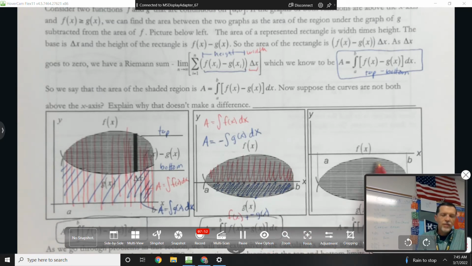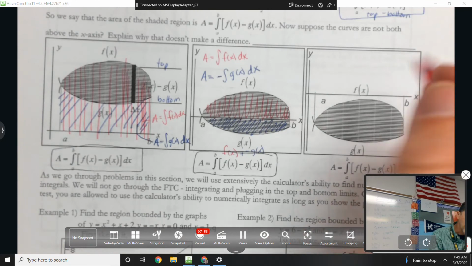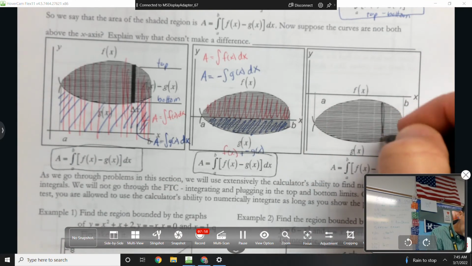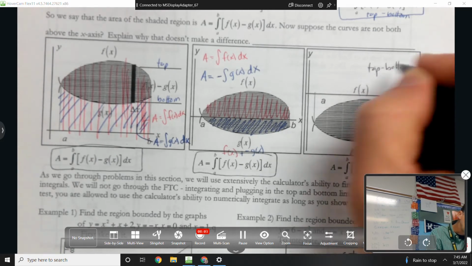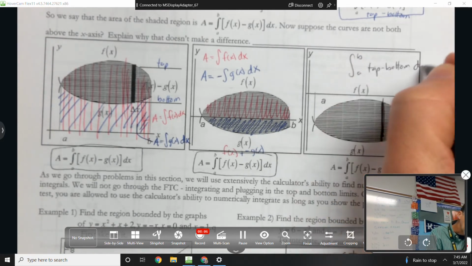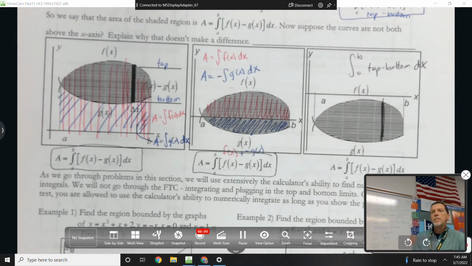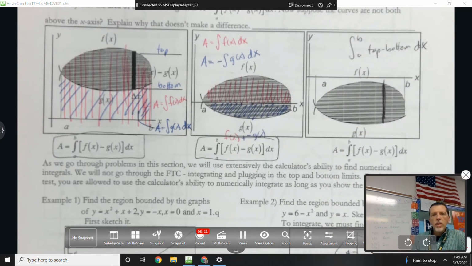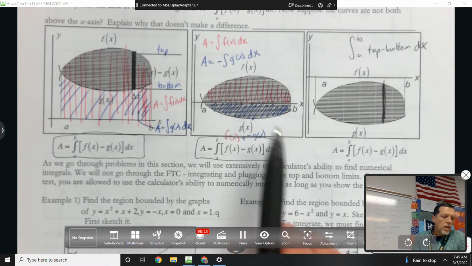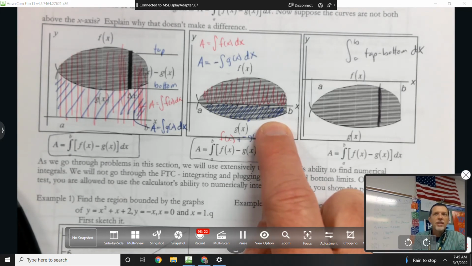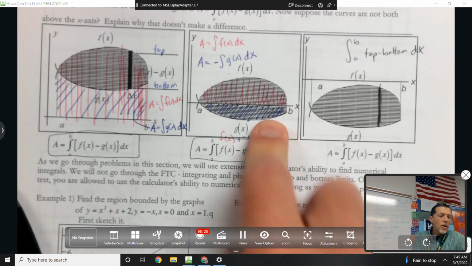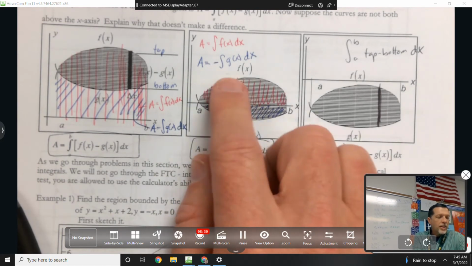In fact, if you look at the last one, forget about all the negatives that we could get confused with here. It's always top minus bottom from A to B dx. So if I just do the integral from A to B of g of x, it's going to give me a negative number because it's below the axis. But I don't want it to be negative. I want to count it as area. So I put a negative on there, not to make the answer negative, but to make the answer positive.